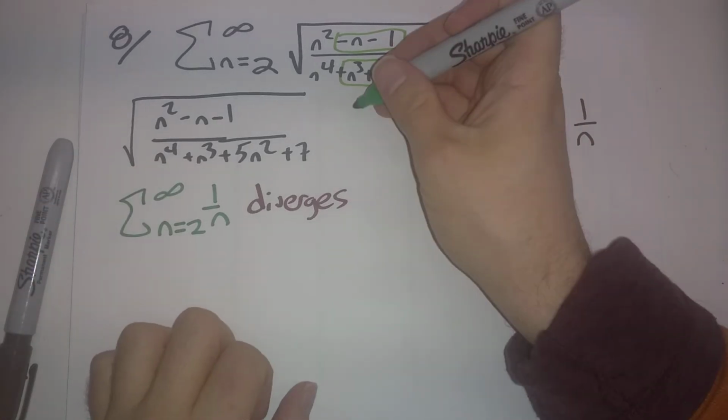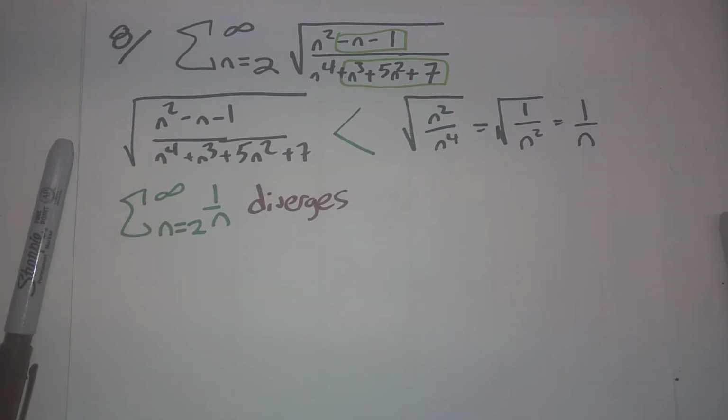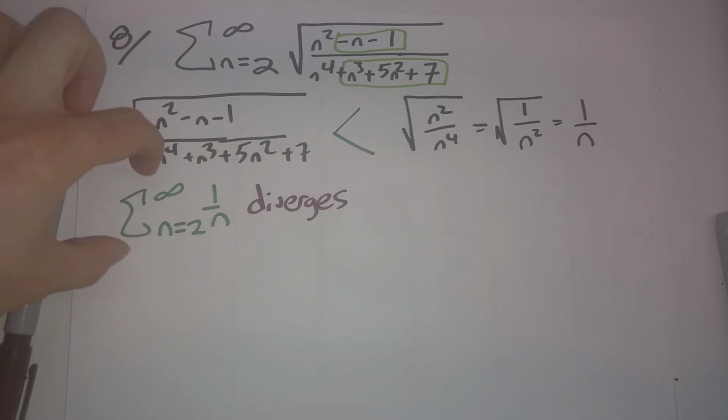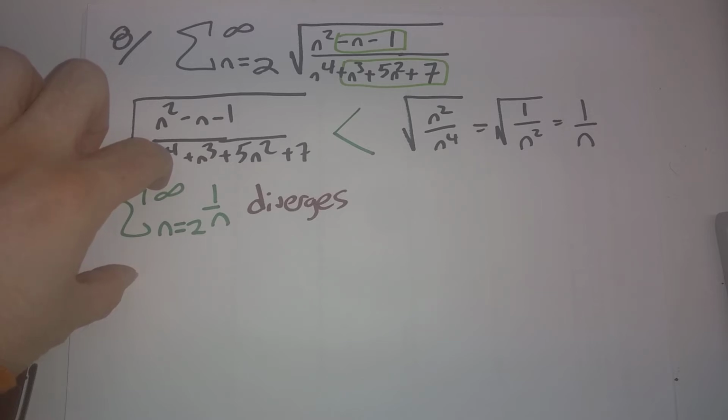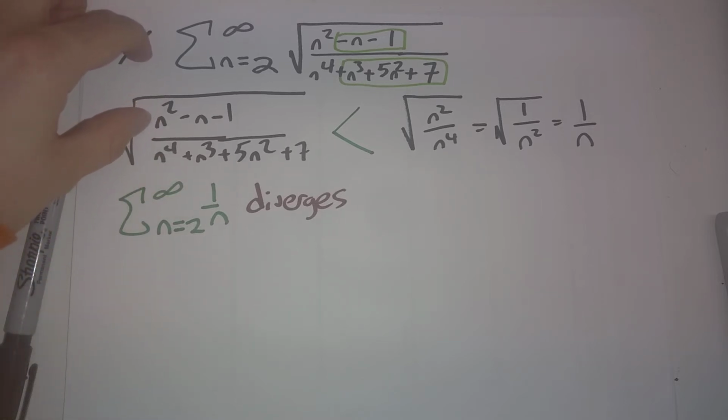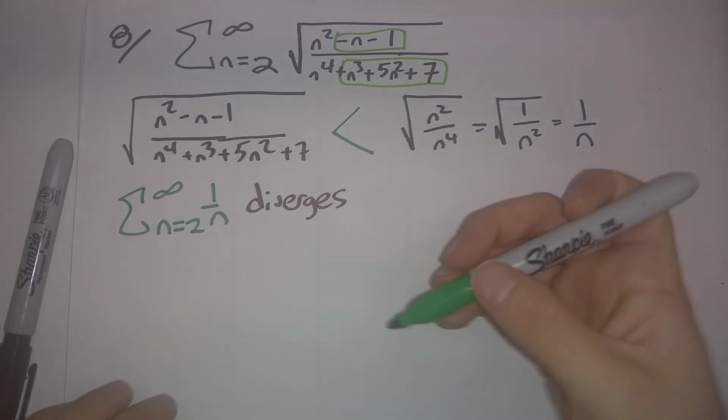That means the direction of the inequality is pointing in the wrong direction for us to use the direct comparison test. I misspoke there. All we can conclude from the direct comparison test is that our series here is less than a different series that diverges. That doesn't tell us whether or not this diverges. So instead, we're going to have to resort to the limit comparison test.